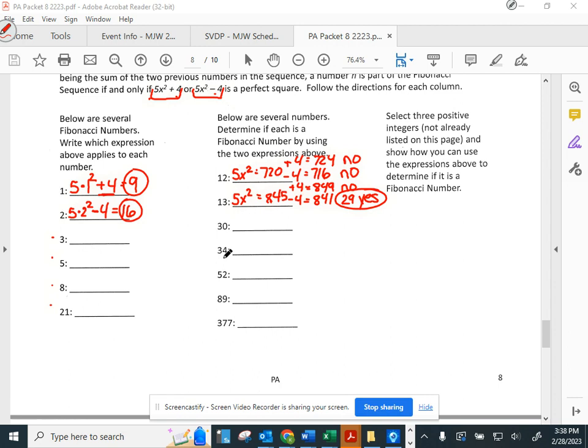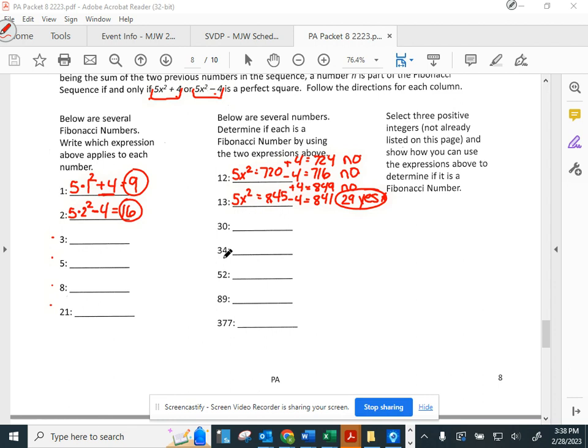So you're going to do that with each of the numbers below. You're going to plug it into the 5 times that number squared, and then you're going to add 4 and subtract 4, finding their square roots. If it is a whole number, like this one, then the answer is yes, it is a Fibonacci number. If it does not work and you have 2 no's, it is not a Fibonacci number.